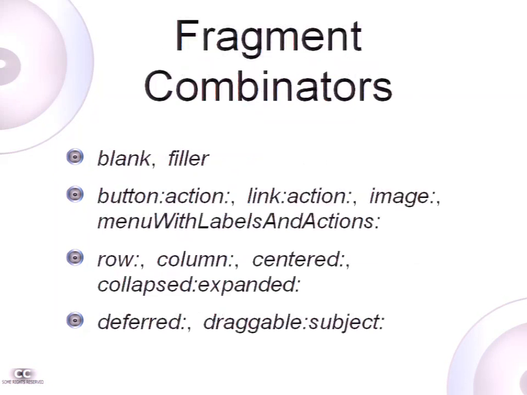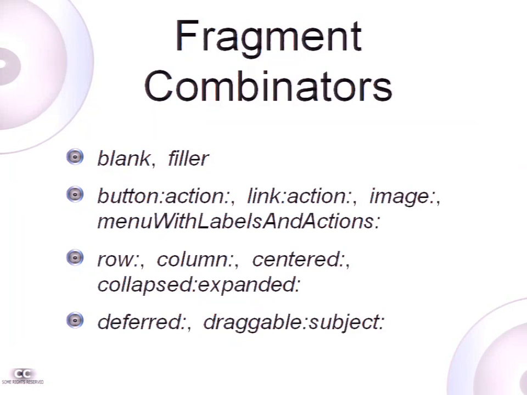So typical combinators: a blank space somewhere would be a very low-level atomic one, or a filler is an elastic space that'll stretch and fill up things. If you need a button, there's something that'll give you a piece of presentation that implements that button. You'll pass it a closure as an argument for what it actually does. If you need a hyperlink, it's very similar. Image, a menu, there's all kinds of things that do your basic pieces. And then you compose them out of rows and columns, and you can center them, or make them collapsible.